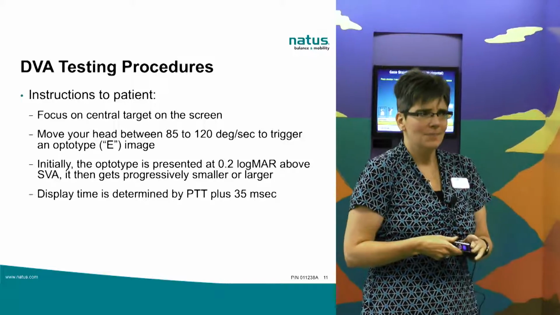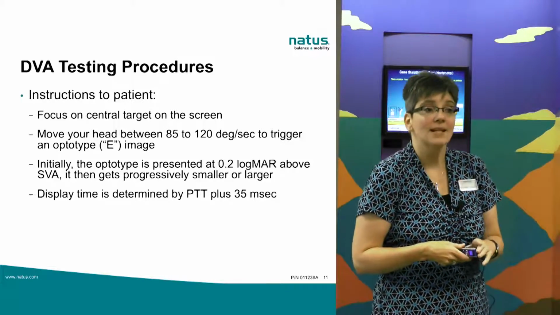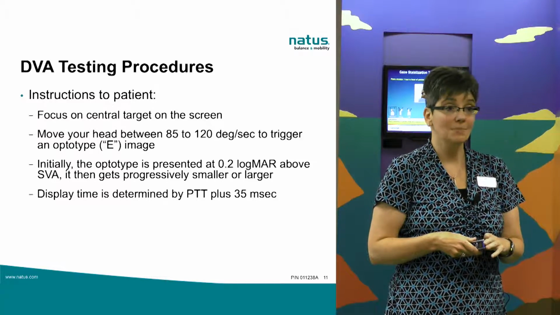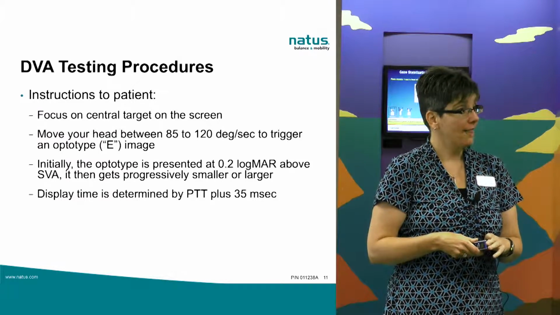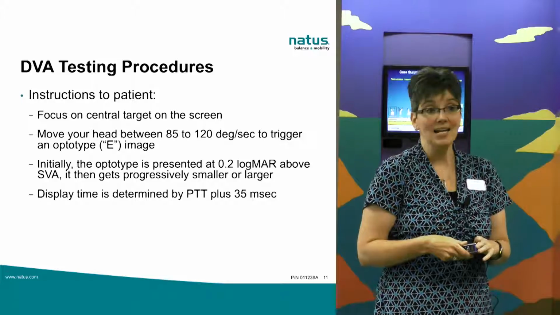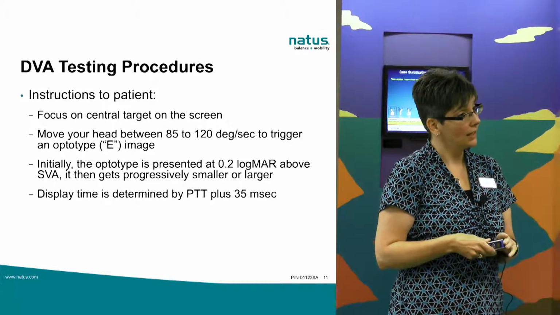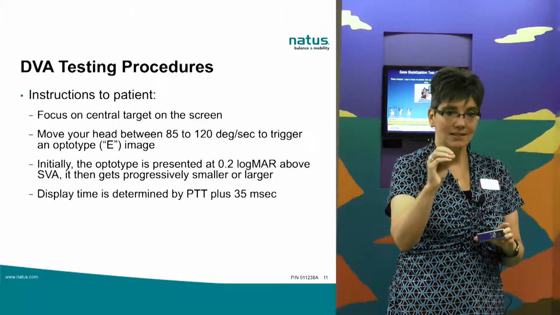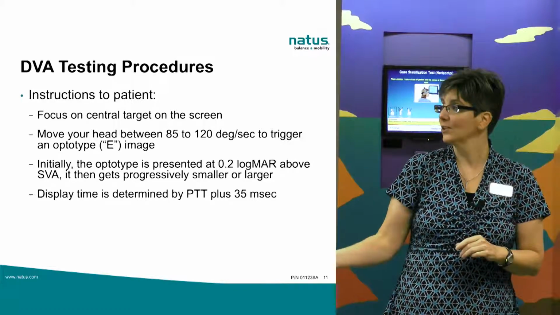The DVA tends to be an easier test to perform because the head velocity stays constant throughout the test. It's very similar to the clinical DVA. The head velocity stays between 85 and 120 degrees per second. And as the test advances, the optotype gets smaller and smaller.